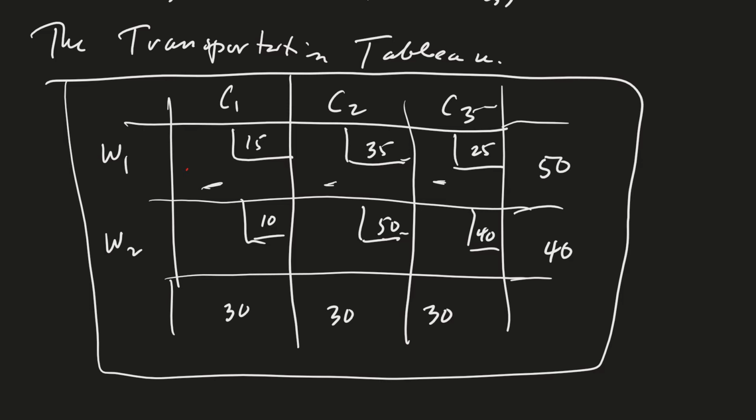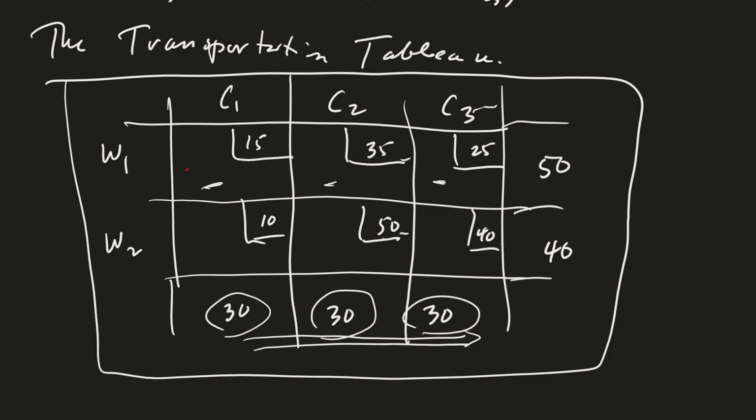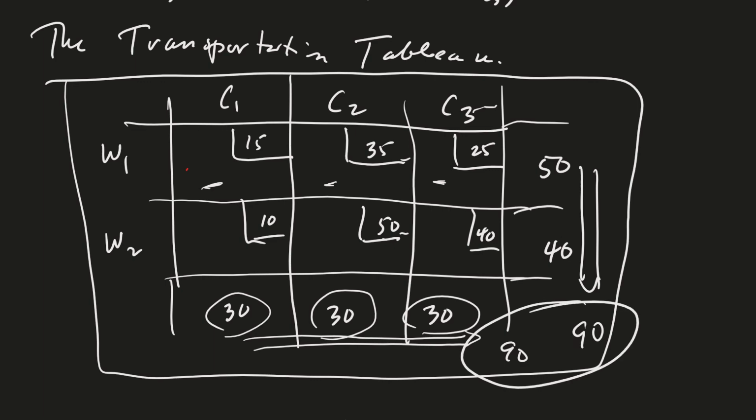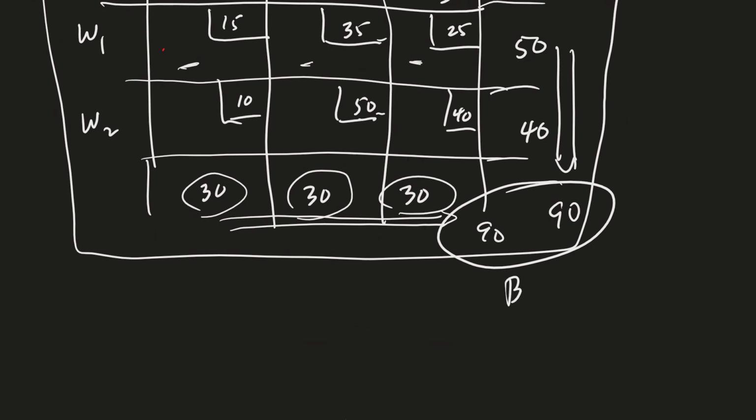Now it looks like we're just about to the 10-minute mark, so I may stop there. I hate to break this up too much, but in the next video you'll notice that something kind of nice happened in this tableau, and that is the total demand in this case is 90 and the total supply is 90. 90 equals 90. If that happens, this is called a balanced transportation problem.